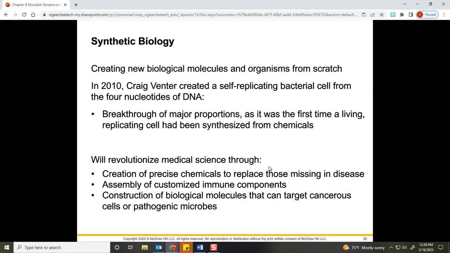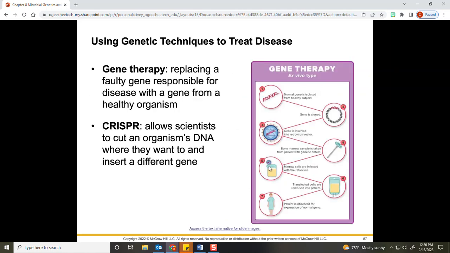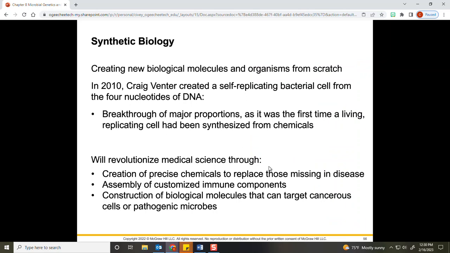And lastly, nope, almost last, synthetic biology. This is creating new biological molecules and organisms from scratch. Pretty interesting. So in 2010, Craig Venter created a self-replicating bacterium cell from the 4 nucleotides of DNA. And this was a breakthrough of major proportions, as it was the first time a living replicating cell had ever been synthesized from chemicals. That means he created a living thing from ingredients. That's wild. That's so cool.